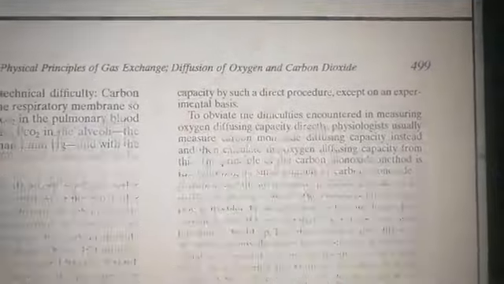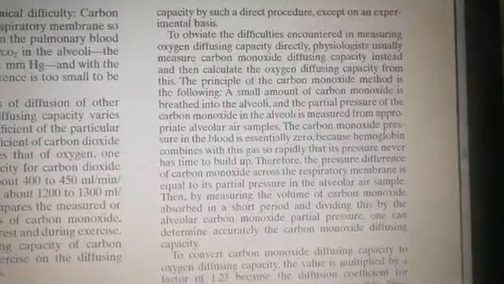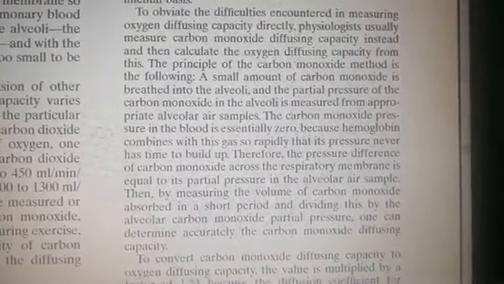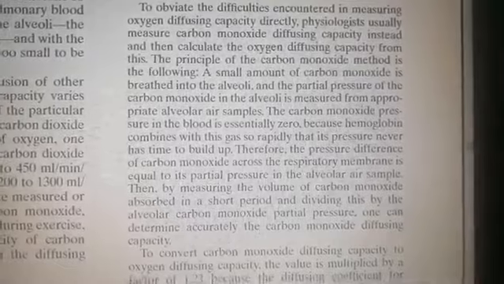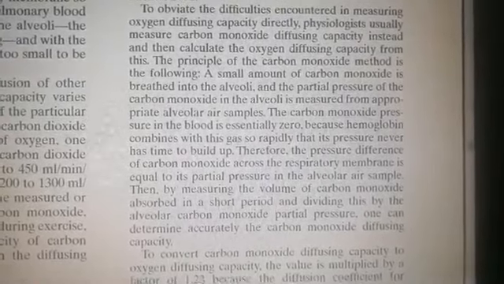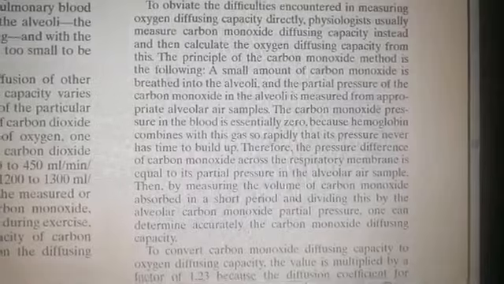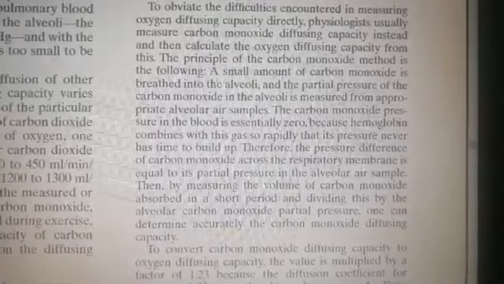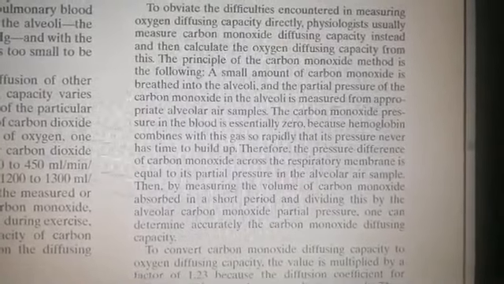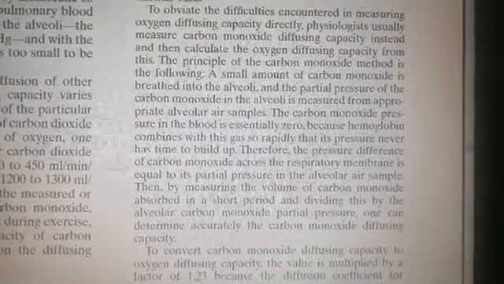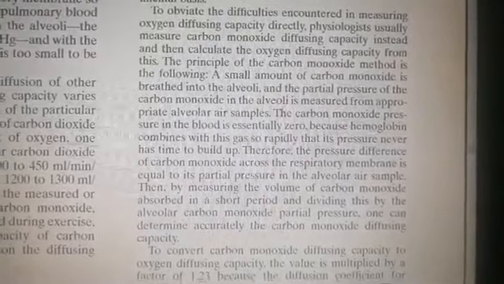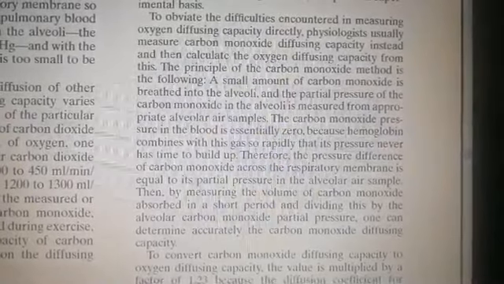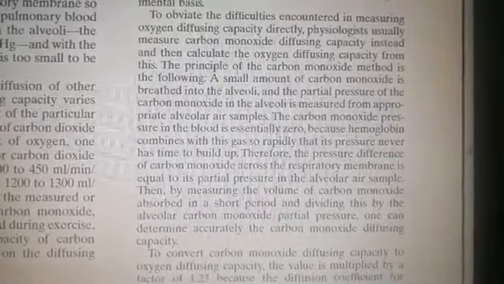So firstly, the diffusing capacity of carbon monoxide is measured, and the principle of the carbon monoxide method is the following. A small amount of carbon monoxide is breathed into the alveoli, and the partial pressure of carbon monoxide in the alveoli is measured from an appropriate alveolar air sample. The carbon monoxide pressure in the blood is essentially zero because hemoglobin combines with this gas so rapidly that its pressure never has time to build up. So the partial pressure of carbon monoxide in the blood is zero, because it has no time to build up.